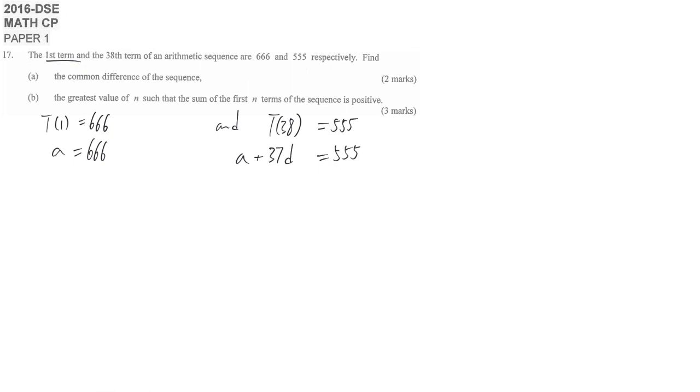A very simple and straightforward sequence question about AS. They tell us that the first term, that means T1, is equal to 666. And at the same time, they tell us the 38th term is equal to 555, which means that A is equal to 666. And at the same time, A plus 37 times the difference is equal to 555. From 1 to 38, there are 37 changes.